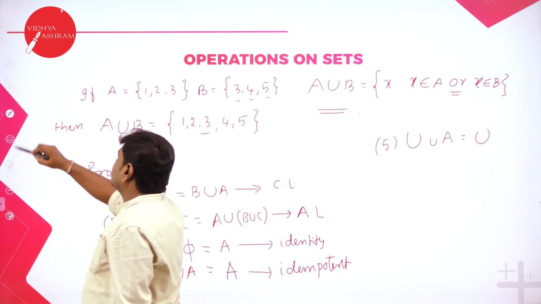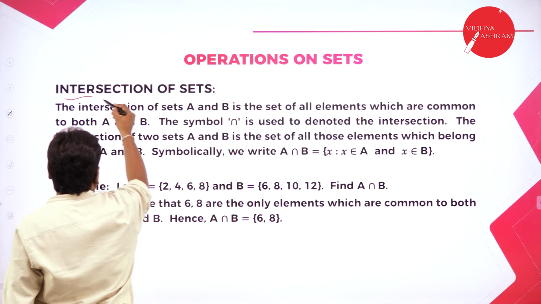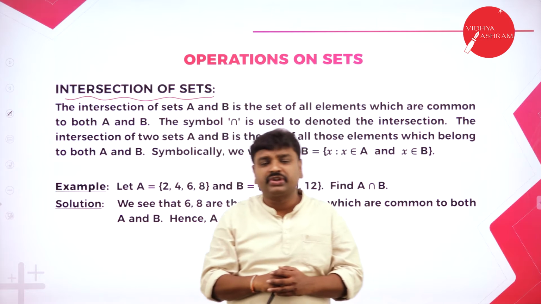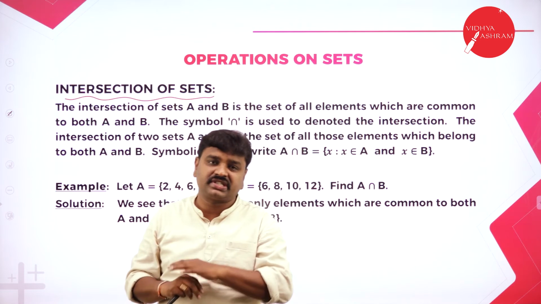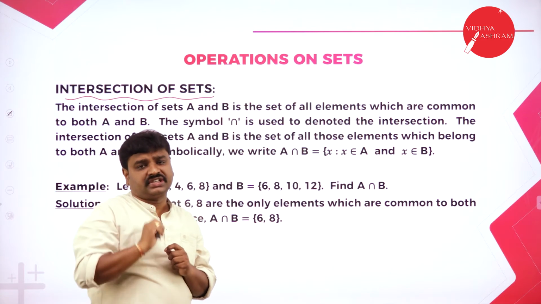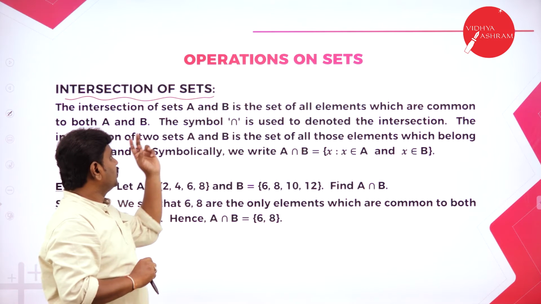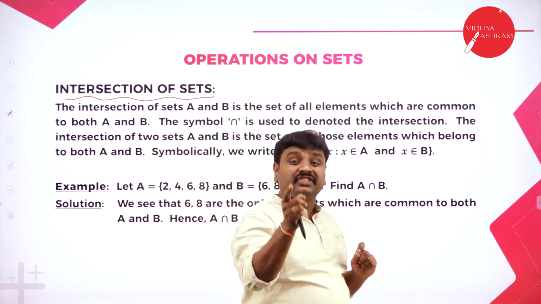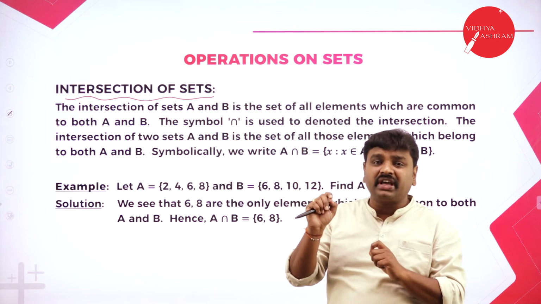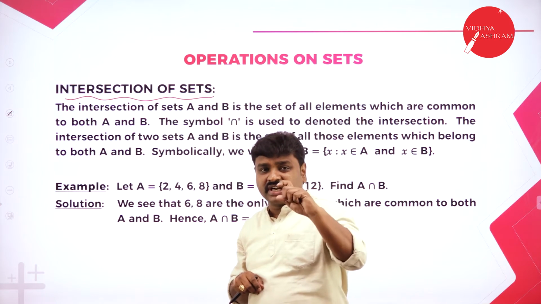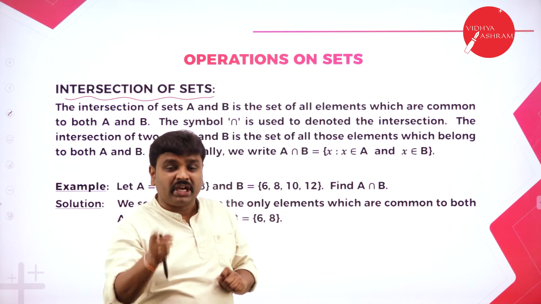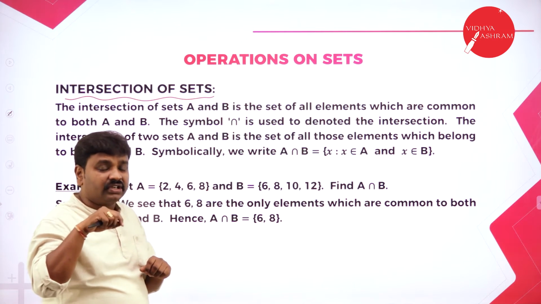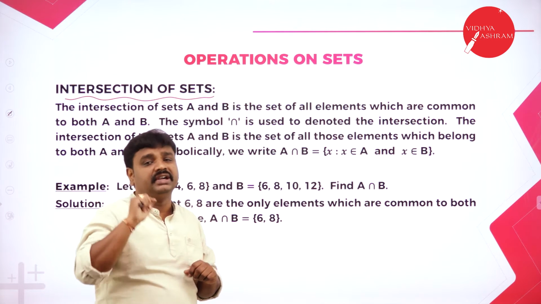Now, we'll go to the next operation, that is intersection of sets. What is the second operation I'm going to teach you? Intersection of sets. What is meant by intersection? If you take two sets A and B, the intersection is a set which contains the common elements of A and B. It's a set which includes elements that are present in both A and B. So we use intersection as the operation 'and'.